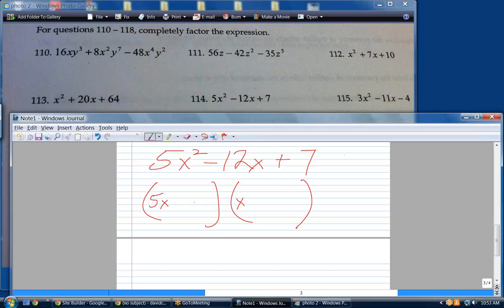The signs are both minus. Okay. And now what? Two numbers times each other equals 7, and added together equal 12. Since 7 is prime, the only factors that 7 has are 7 and 1. So it's either 7 and 1 or 1 and 7. Well, notice the 1 and 7 produce minus 36x, whereas the 7 and the 1 give us the exact right answer. And how do I know?